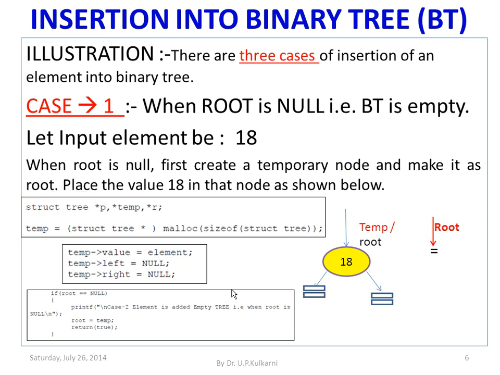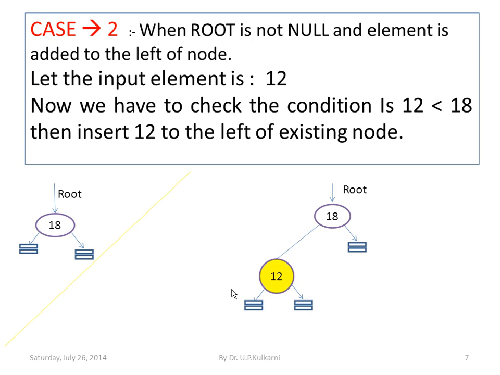Now let's look into case two. For this, we assume that we have a tree here, and we are going to insert an element to the left of this particular node. So when the root is not null and the element is added to the left of the root node, let's assume that the element is 12.